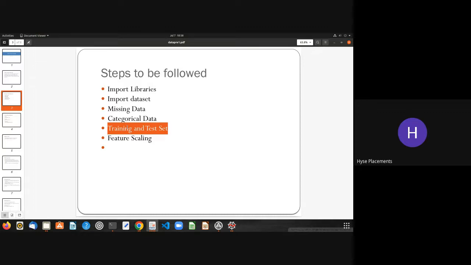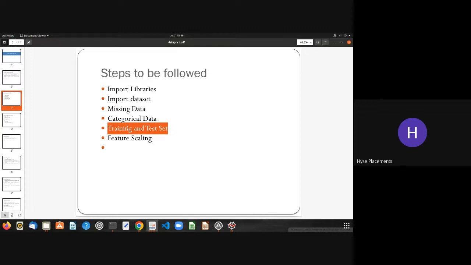For that, we use this training and test set. Definitely, we need to use the training and test set properly. People often use 80% and 20%: 80% of the data set for training and 20% for the test set. Usually you can use 75/25 or 90/10 also, but universally people go for 80 and 20.